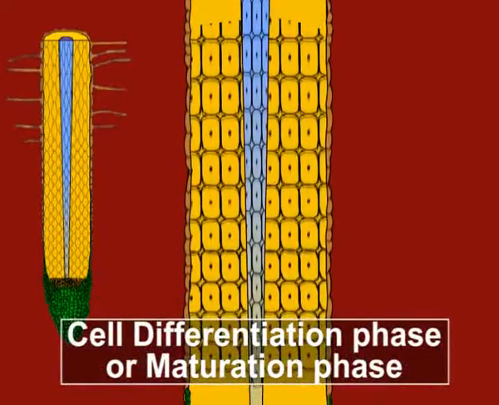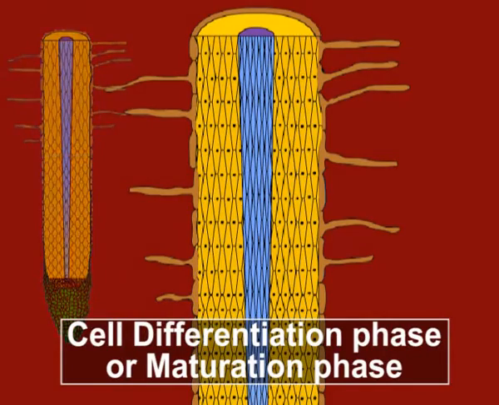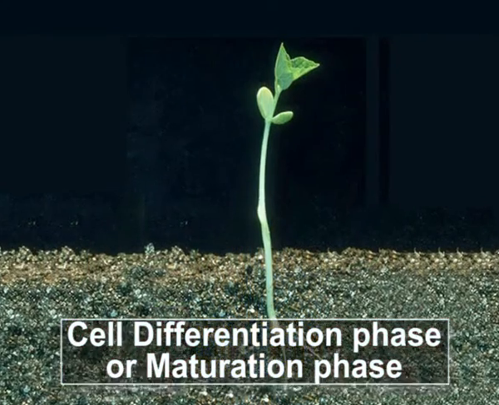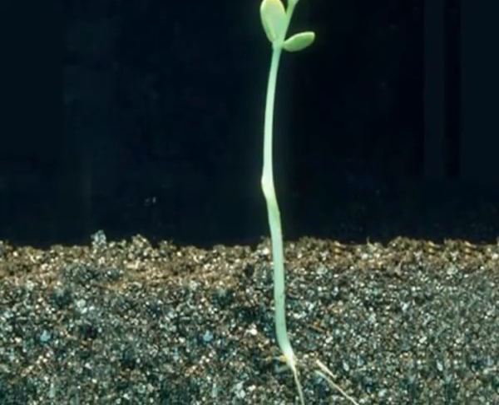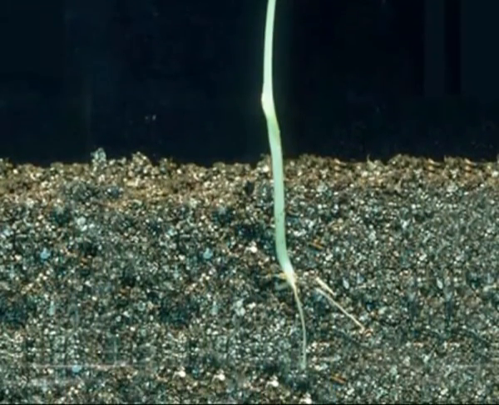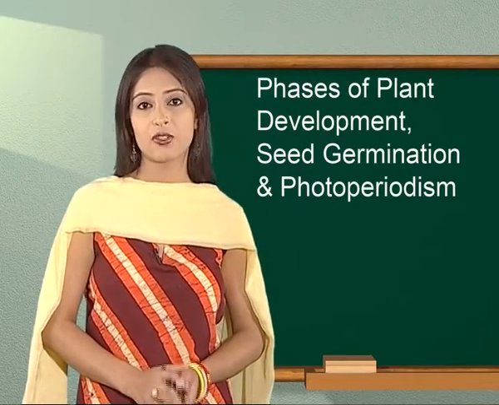Cell differentiation phase or maturation phase occurs a little lower down the zone of elongation. Here, the cells start maturing to obtain their permanent size. The elongated cells develop into special or particular types of cells by undergoing structural and physiological differentiations. So this was all about phases of plant growth.